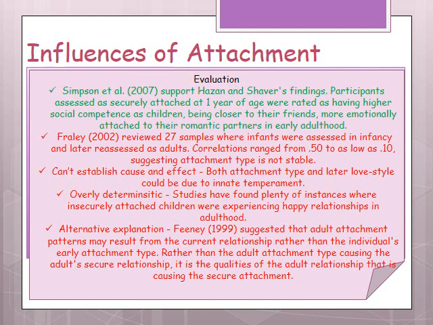It's overly deterministic. So some studies have found that insecurely attached children will go on to have happy relationships in adulthood. And again, there's an alternative explanation. So adult attachment patterns may be the result of the current relationship that they are in rather than early attachment. So rather than adult attachment type causing the adult's secure relationship, it is the qualities of their relationship that is causing the secure attachment.